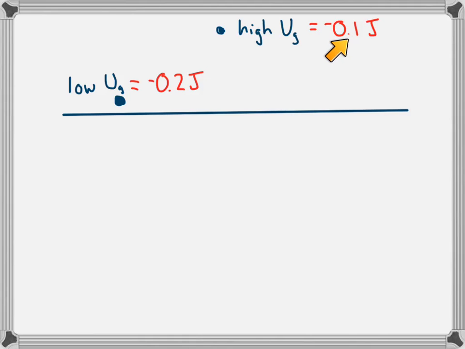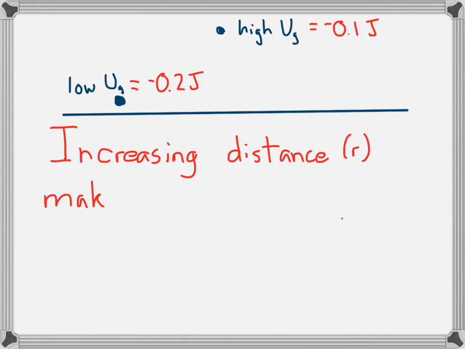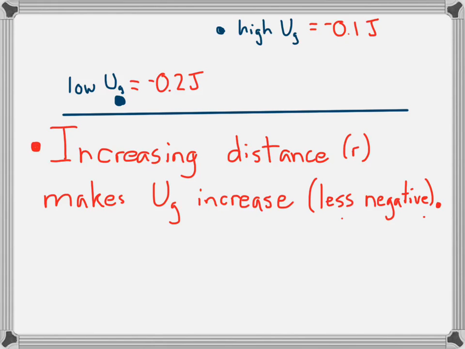Okay, so it's still true that when you go further away from the planet, you get a higher value of gravitational potential energy, but higher means less negative. Lower potential energy means more negative. So increasing distance, r, makes gravitational potential, UG, increase. In other words, it makes it less negative.